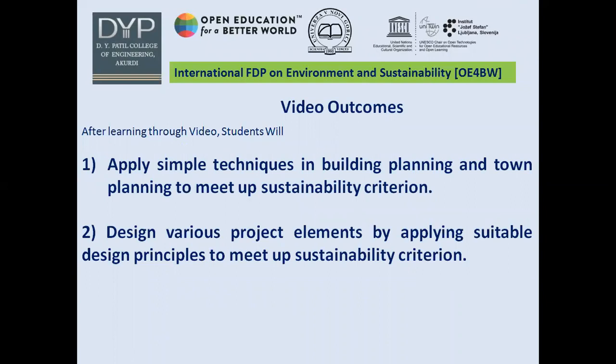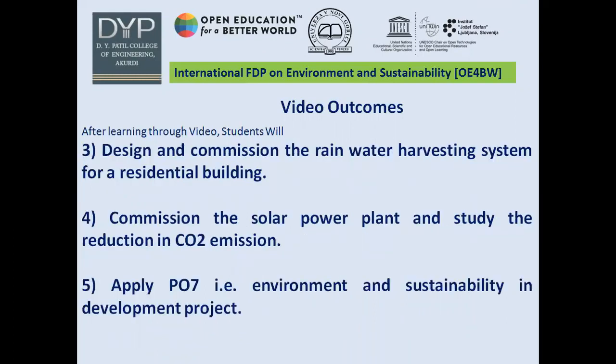If we discuss the outcomes of all these three videos, students will apply simple techniques in building planning and town planning to meet sustainability criteria. Students will design various project elements by applying suitable design principles to meet sustainability criteria by saving materials and so on. They will design and commission the rainwater harvesting system for a residential building that will reduce the electrical demand and freshwater demand, leading to sustainability.